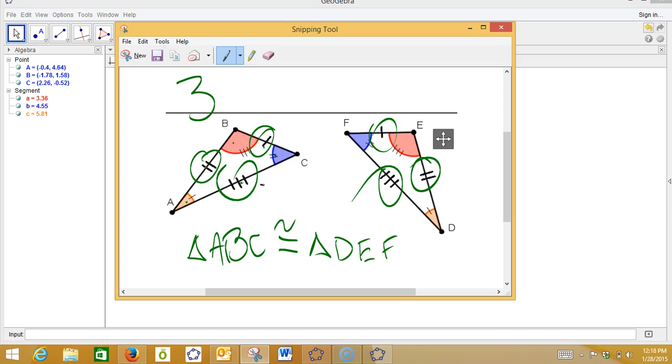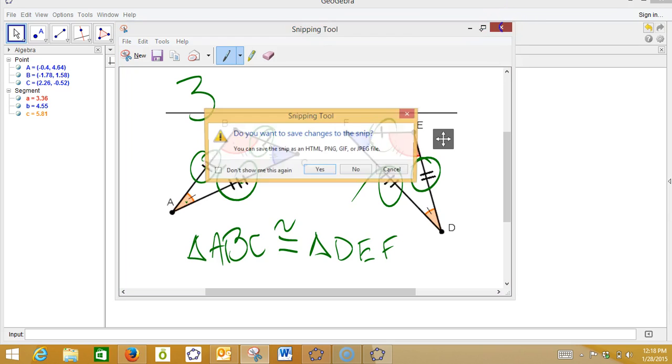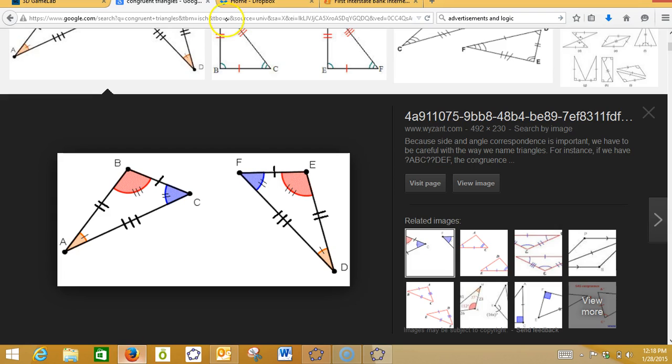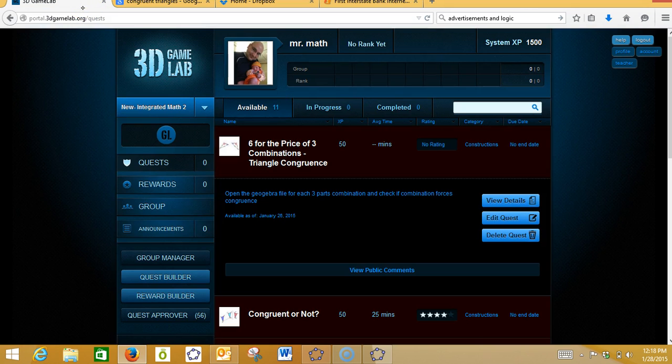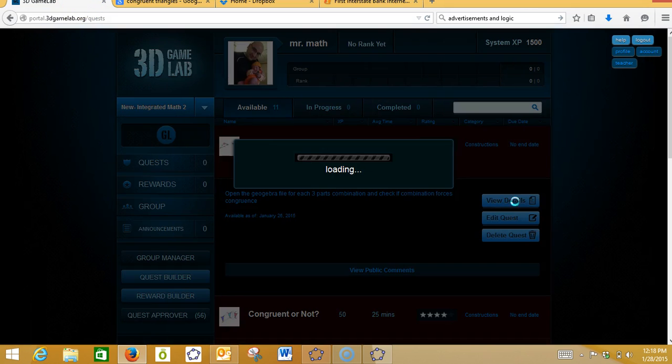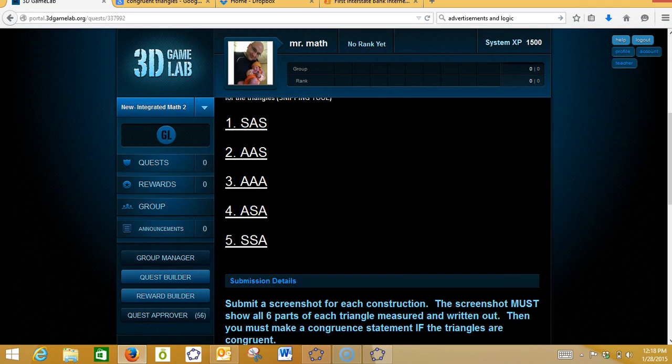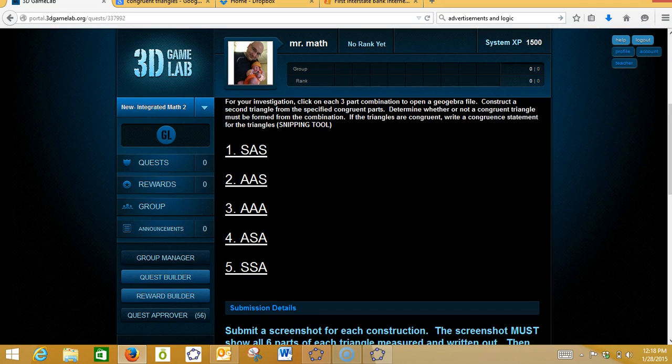So in this investigation, you're going to open up your 3D Game Lab. Well, you're already in 3D Game Lab. What you see in your quest here is you're going to have a list of some congruency combinations. So click on each one of these. You're going to take a screenshot and I'll show you how that works.